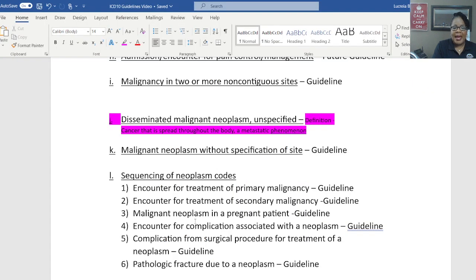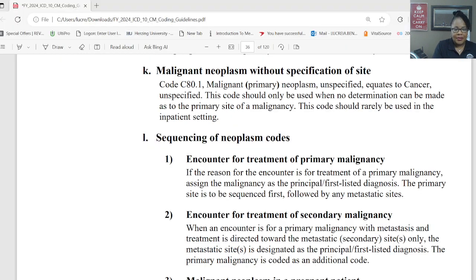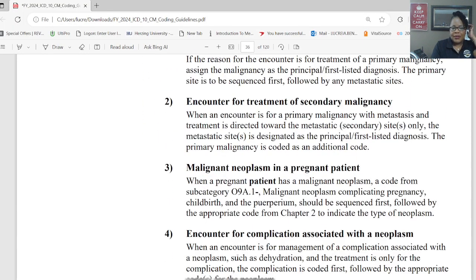All right, number 3, malignant neoplasm in a pregnant patient. Let's look at that one. When a pregnant patient has a malignant neoplasm, a code from subcategory O9A.1, malignant neoplasm complicating pregnancy, childbirth, and the puerperium, should be sequenced first, followed by the appropriate code from Chapter 2 to indicate the type of neoplasm.